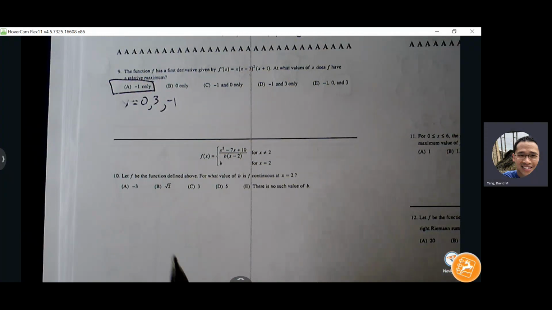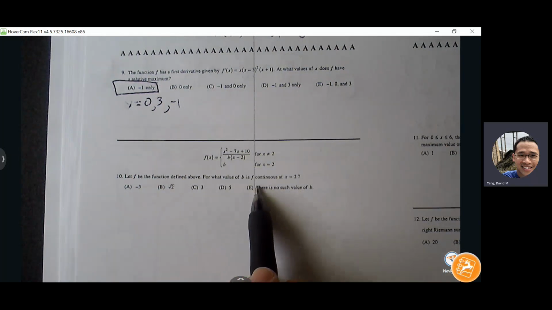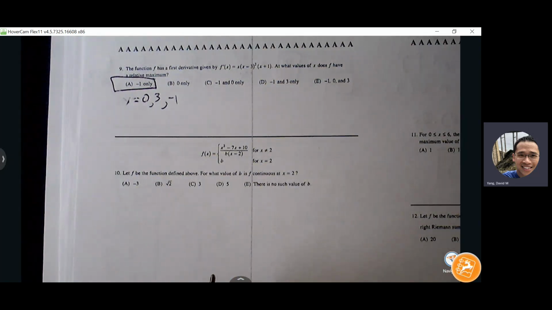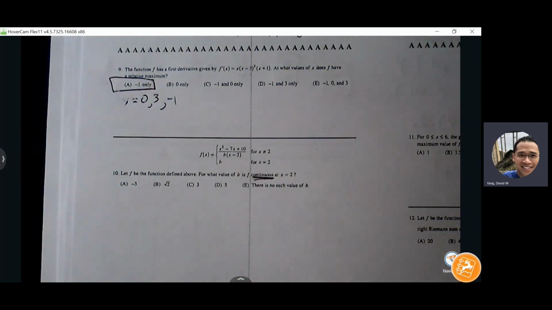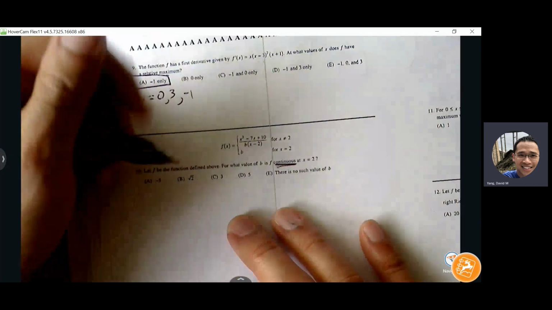Okay, number 10, let f be the function defined. For what value b is the function continuous? So anytime I see a piecewise function, and they've mentioned the word continuous, I know I'm going to step through. For me, if I step through continuity conditions, it just feels like a nice structure for me to walk through for all my continuity problems.